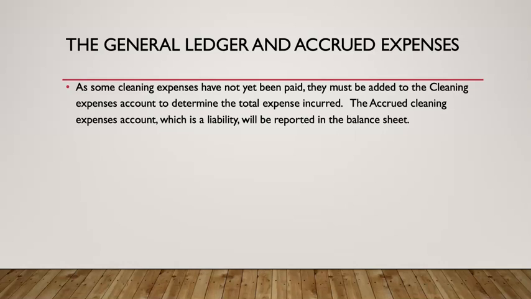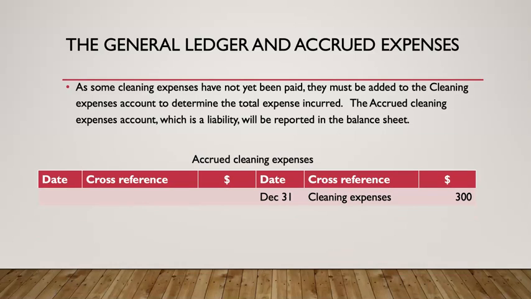So how do we report this in the balance sheet? As some of the cleaning expense has not been paid, but we've added it to the cleaning expense account as part of the adjustment, we actually have a liability. Some of the thing that we are owing has not been paid. This is a current liability reported in the balance sheet and will look like something that we'll talk about later.